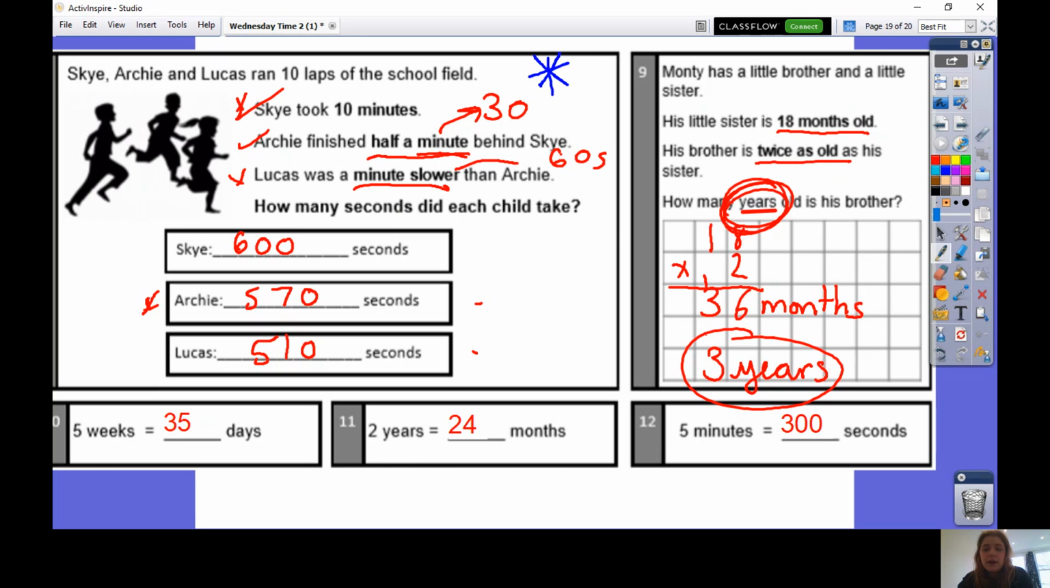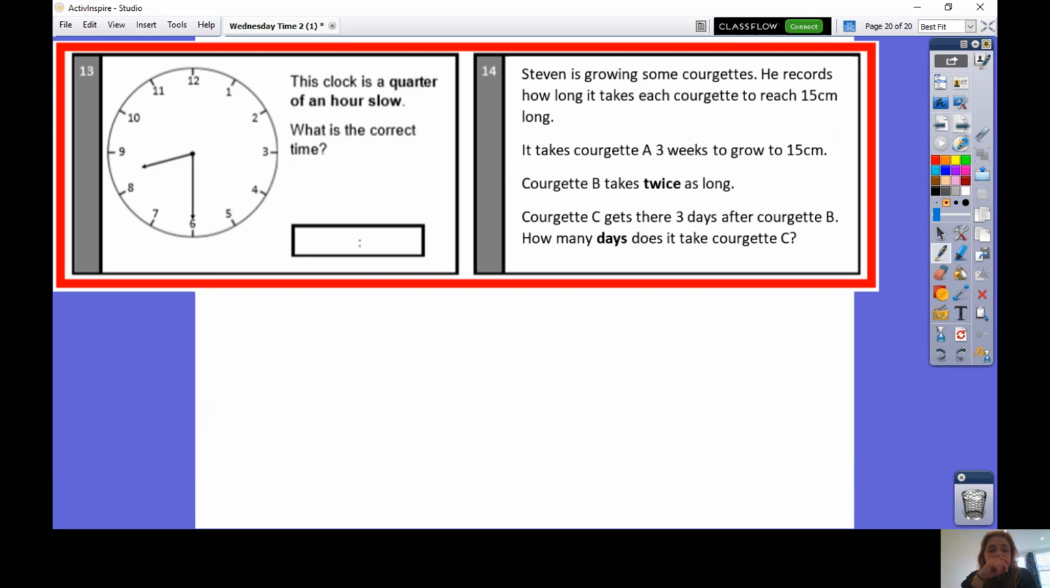OK, this was the answer for that one. Hopefully you spotted that you needed to put your answer in years. OK, and then for these challenge questions, this clock is quarter of an hour slow. Quarter of an hour we know is 15 minutes. This clock is slow, which means the time should be later than it is. The minute hand should be here, making it 8:45.